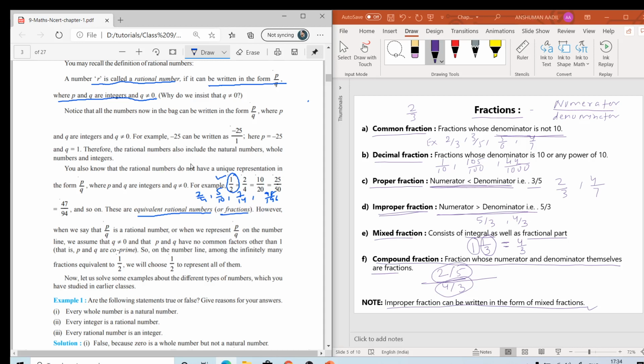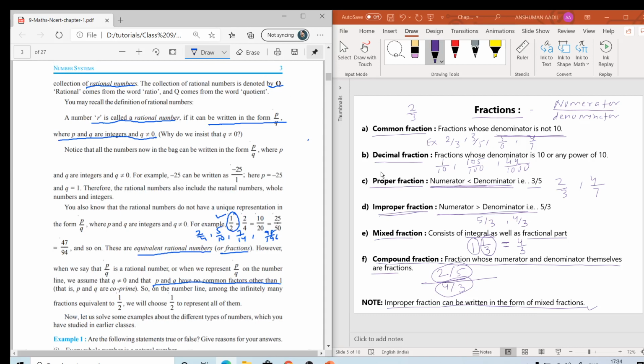So in the rational numbers definition, we are going to add one more thing, that p and q are integers having no common factor other than 1.